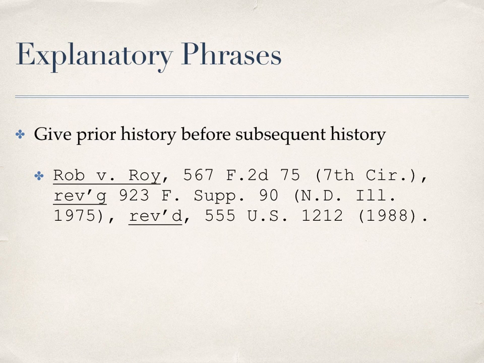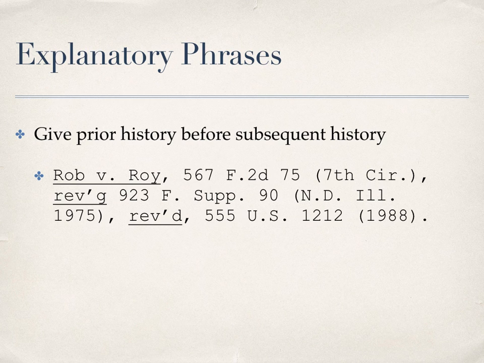Explanatory phrases do require us to give the prior history before the subsequent history. So, reversing things around, instead of citing to the Northern District of Illinois' opinion in Robb v. Roy, maybe I wanted to cite the Seventh Circuit's opinion. Well, if that's the case, I'm going to put that first and then list the prior history of that original Northern District of Illinois case.